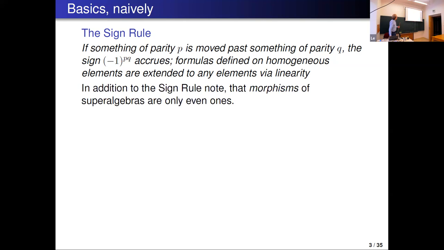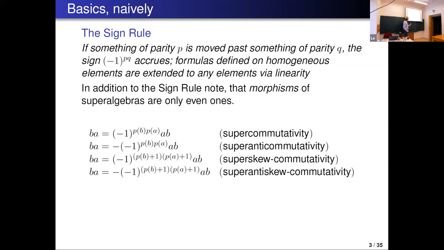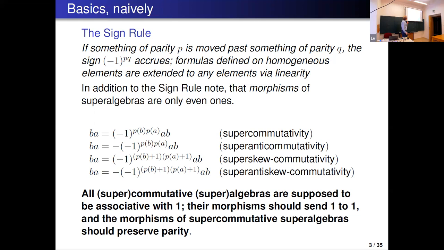We'll consider only even morphisms, and there's a little dictionary about what is Q, what is anti, and so on. Anti: when we have some minus, so super commutativity means commutativity with respect to the sign rule, anti-commutativity when we have minus, and Q means the shift of the parity. From now on, all supercommutative superalgebras are supposed to have a unit, and all morphisms will send unit to unit and preserve parity.